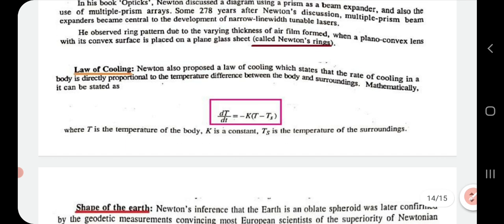Another law is the law of cooling, which states that the rate of cooling of a body is directly proportional to the temperature difference between the body and the surroundings. It is represented as dT/dt = -k(T - Ts), where T is the temperature of the body, k is a constant, and Ts is the temperature of the surroundings.